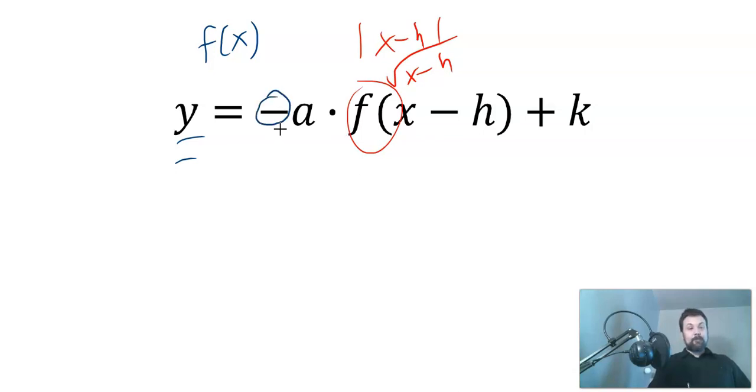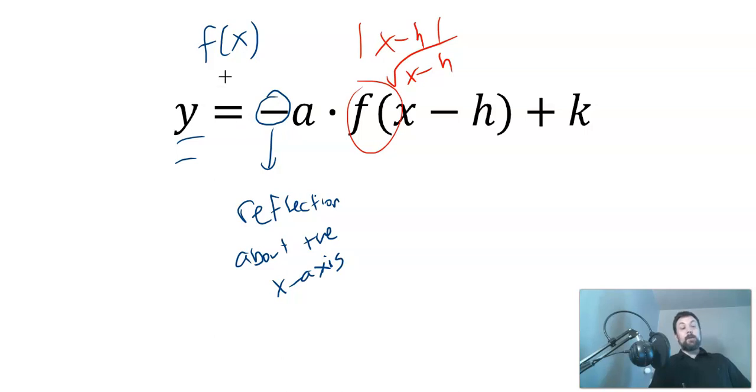The negative sign indicates that there will be a reflection about the x-axis. If you take your original function and put a negative sign in front of it, that's going to flip the graph over the x-axis. That's how you'll recognize when that change needs to be applied. You'll have a negative sign in front of your function. So if it's absolute value, you'll have a negative sign in front of the absolute value. If it's square root, you'll have a negative sign in front of the square root. And that's how you'll know there's a reflection occurring.